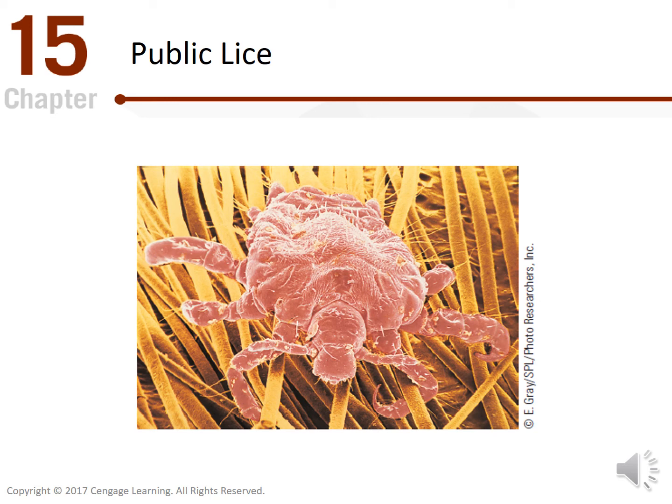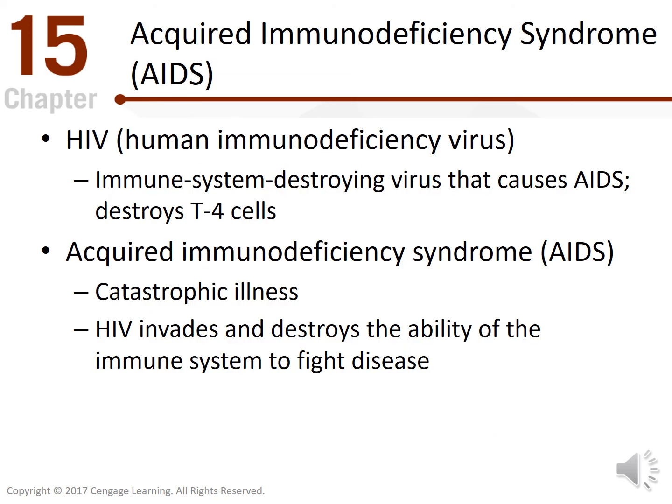Acquired immunodeficiency syndrome, AIDS. HIV, human immunodeficiency virus, is the immune system destroying virus that causes AIDS. It destroys T4 cells. AIDS is a catastrophic illness. HIV invades and destroys the ability of the immune system to fight diseases.